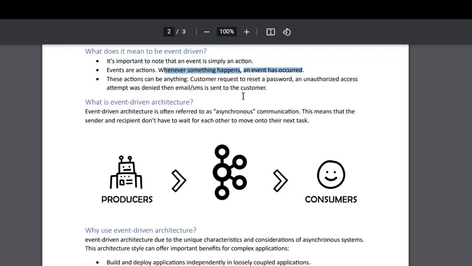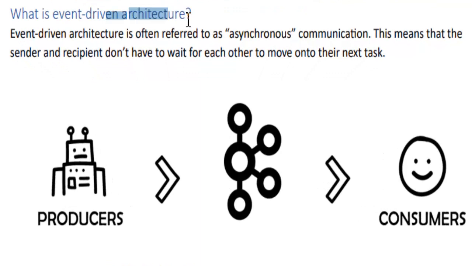So now comes the second question: what is event driven architecture? Event driven architecture is often referred to as asynchronous communication. This means that the sender and recipient don't have to wait for each other to move on to their next task. As you've seen in that picture, we have a producer and we have a consumer, but in the middle, we have a message broker.